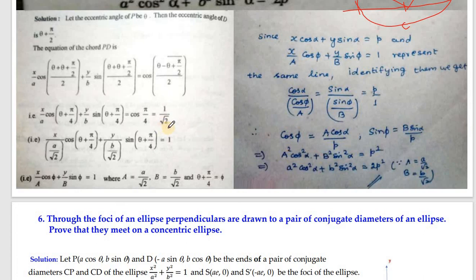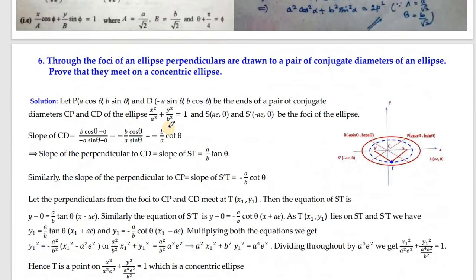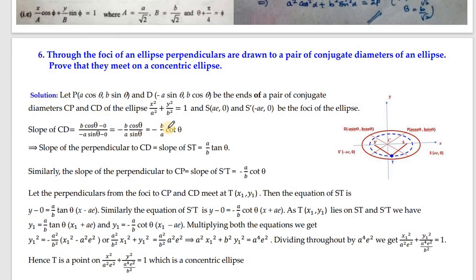So understand the technique of each and every problem that we do. Now, through the foci of an ellipse, perpendiculars are drawn to a pair of conjugate diameters of the ellipse. Prove that they meet on a concentric ellipse. So the dotted one is the concentric ellipse. So this is what we are trying to prove. P is a cos theta, b sin theta at one point. Another one, D, is considered. The foci ae comma 0 and minus ae comma 0, that also we consider.